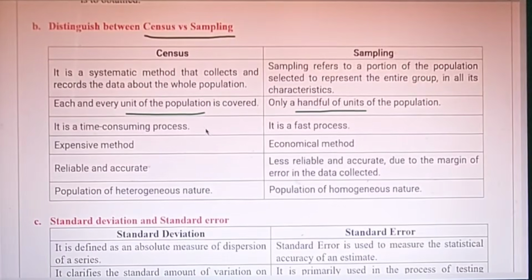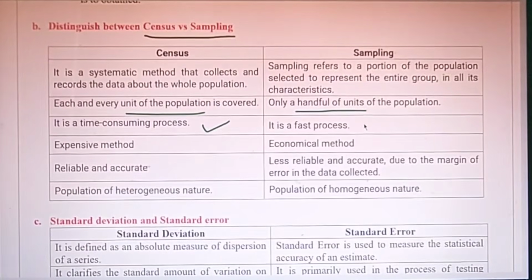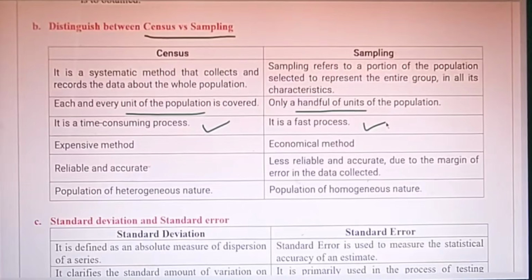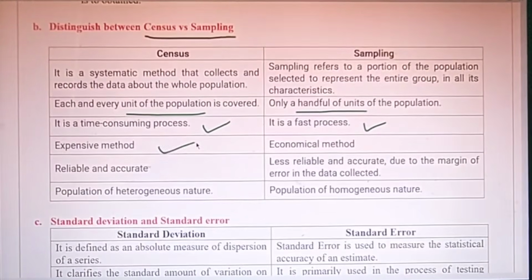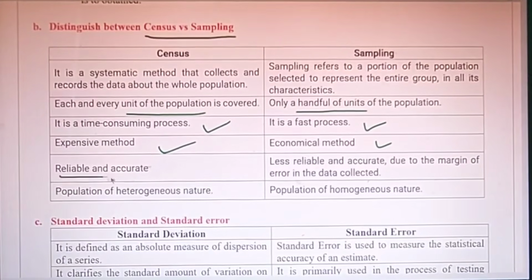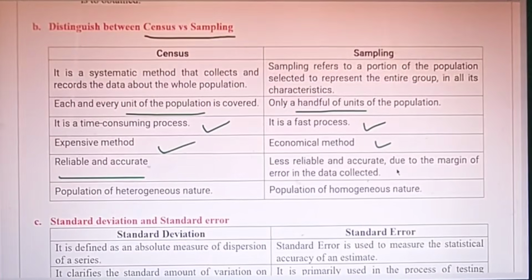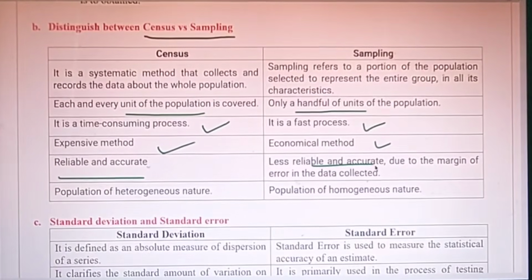And census is a very time consuming process, whereas sampling is a fast process. Census is an expensive method, but sampling is a little bit economical. Census is more reliable and accurate, whereas sampling is not very accurate, it's not very systematic.